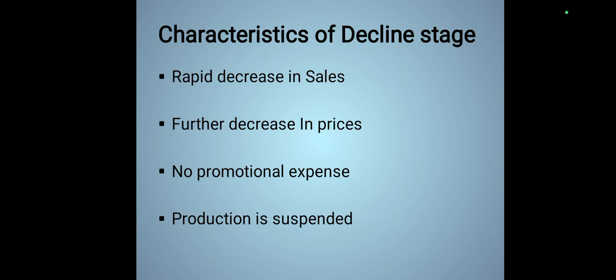The characteristics of the decline stage are a rapid decrease in the sales and a further decrease in prices. This is where the company is almost closing the sales of this product. There is no production; the production is suspended. There are no promotional expenses because no further promotion of the product is done, and there is a decrease in the prices because now they are just clearing the stock of the product which is left with them. So these were the 4 stages of the product life cycle.